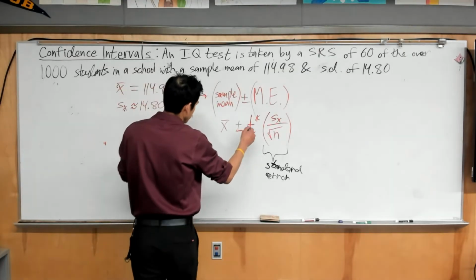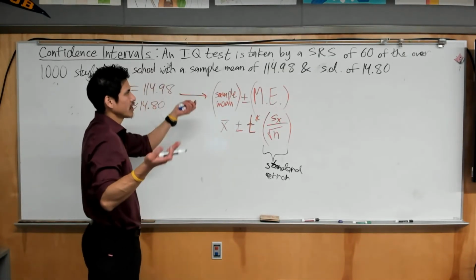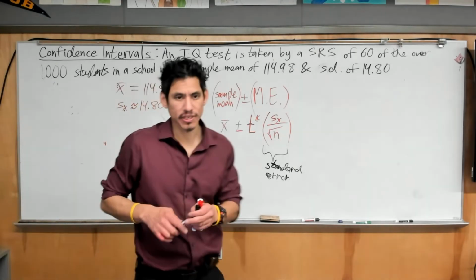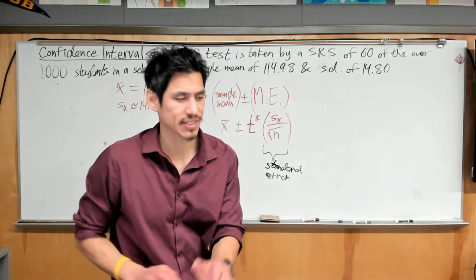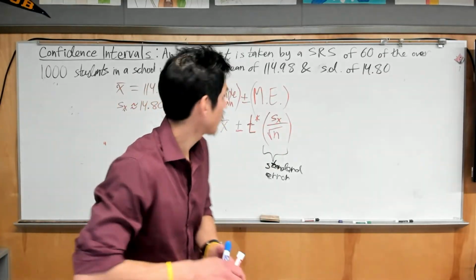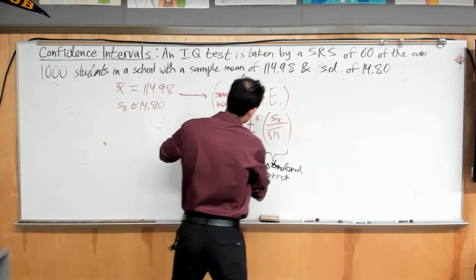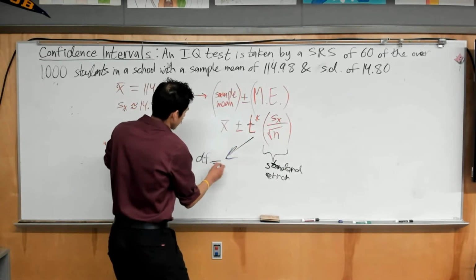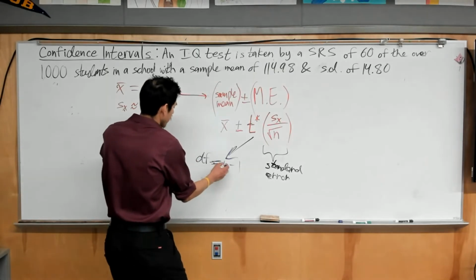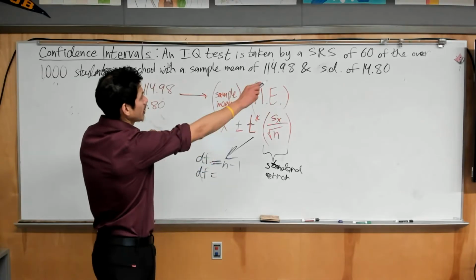And t star is the critical value, and we use it just like we use a z star, except we look at sample size or degrees of freedom. Let me actually write that. So degrees of freedom will be determined by our sample size, which is going to be 1 less than n. Our degrees of freedom would be n minus 1, and that will be 59.